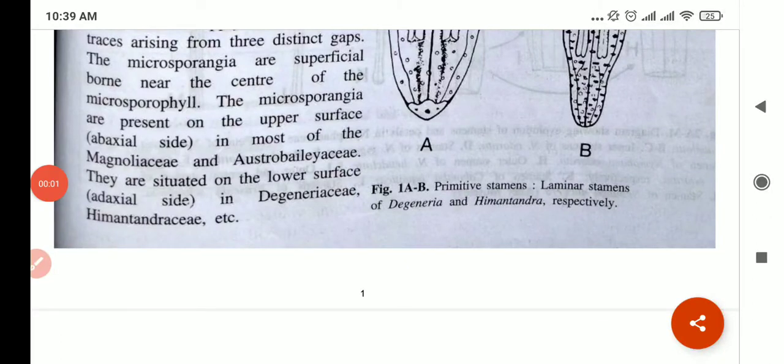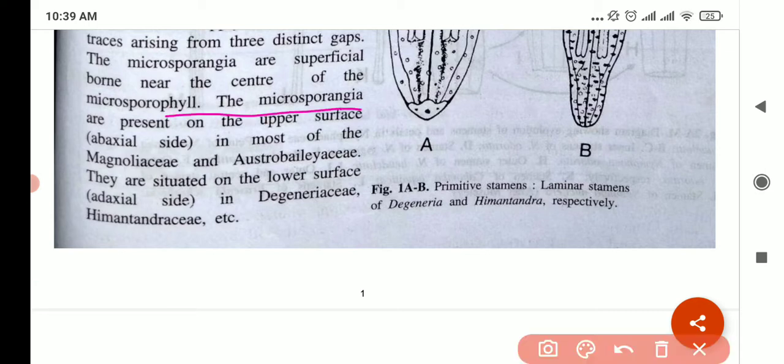Okay, so as I was saying in the previous video, the microsporangia are present on the surface, on the superficial surface of that laminar structure. See this one?